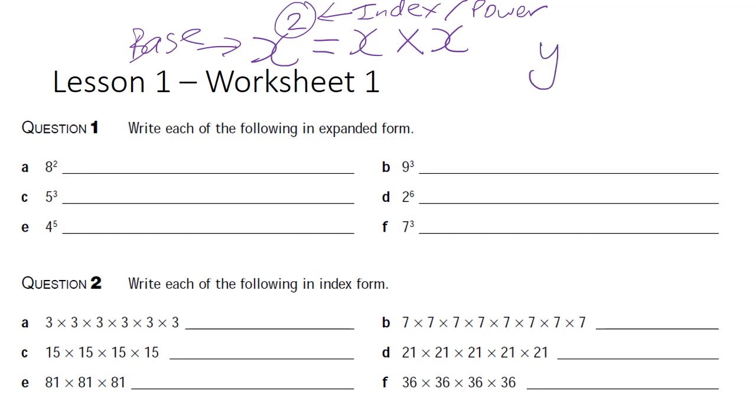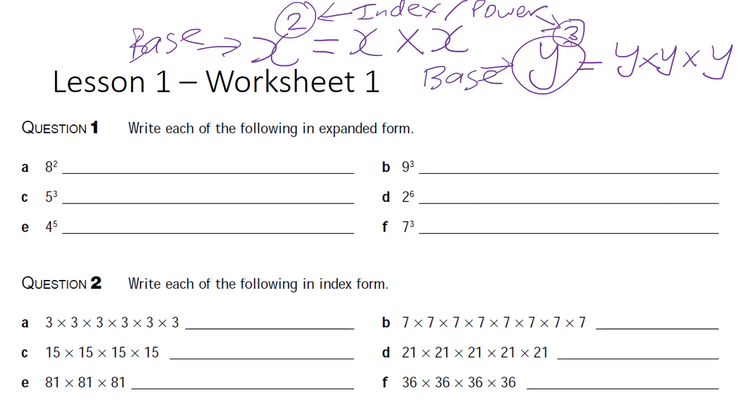So for example, if I have y to the power of 3 or y cubed, what does that mean? It means y times y times y. Again, this is called the index or the power, and this is called the base. So let's look at question 1a. I've got 8 squared. What does 8 squared mean? Super simple. The base is 8, and the power of 2 means I'm going to multiply 8 by itself 2 times. 8 times 8. I will do one more. 9 to the power of 3, which means 9 times 9 times 9. Simple enough. Let's go on to question 2.